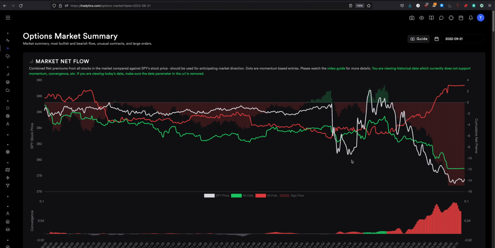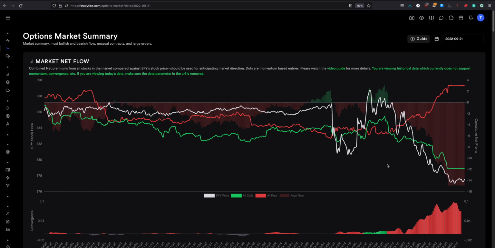Or do I have some confidence that we can really see $2, $3, $4 moves here in my position and ride that for bigger gains? So this is a great way to just add that extra conviction and all those things. But that's really it as far as how I use market net flow.